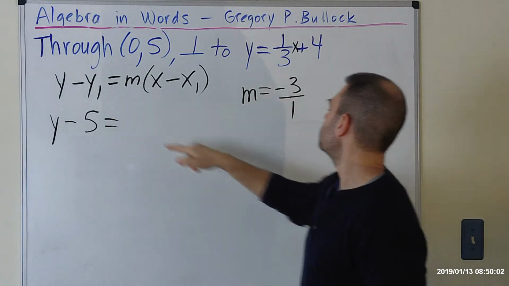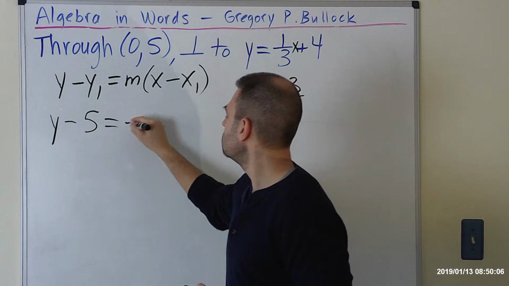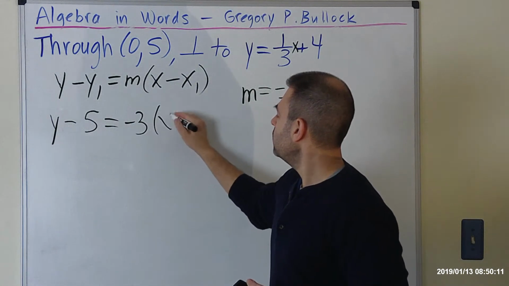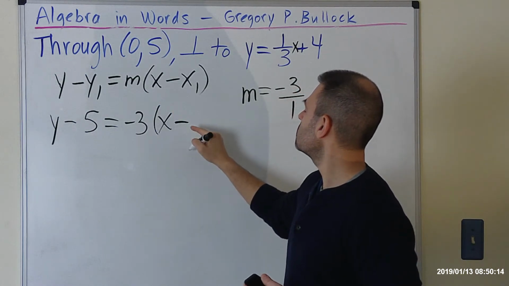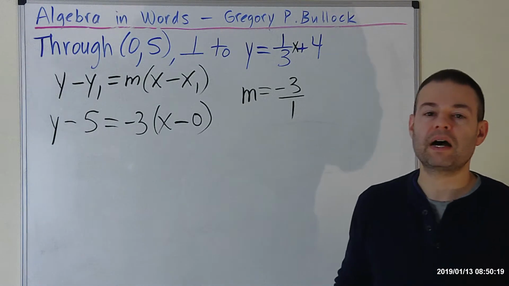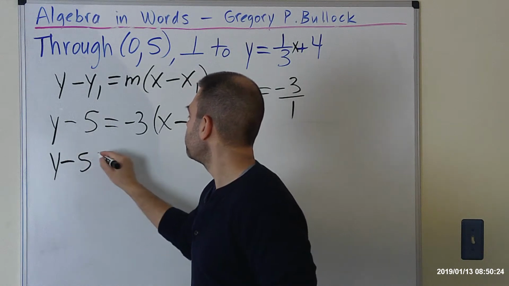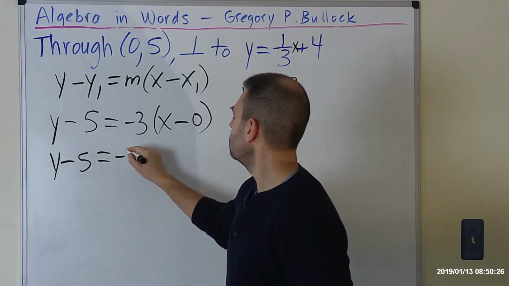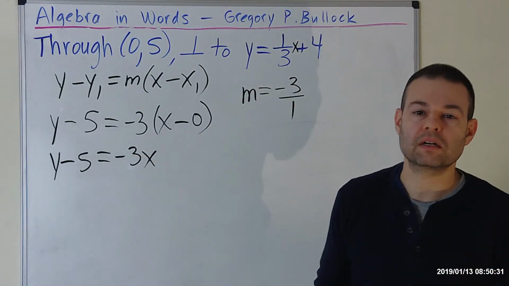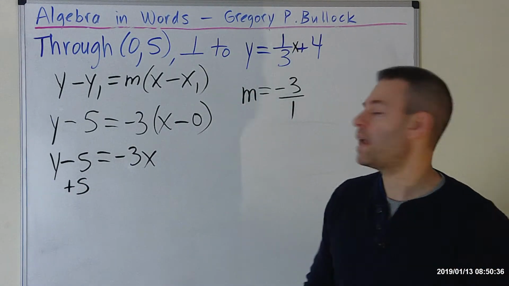Equals, we determined that the opposite reciprocal of this would be negative 3. Let's just make it negative 3 for now. Quantity, x stays x, minus 0. And now we're going to distribute and simplify until we get to the final equation. Rewriting y minus 5 equals negative 3 times x is x. Negative 3 times 0 is 0, so we're not going to write that. Now let's move the 5 to the other side by adding 5 to both sides.